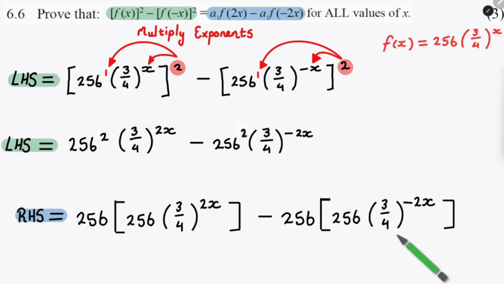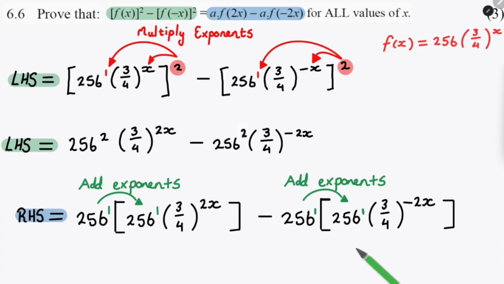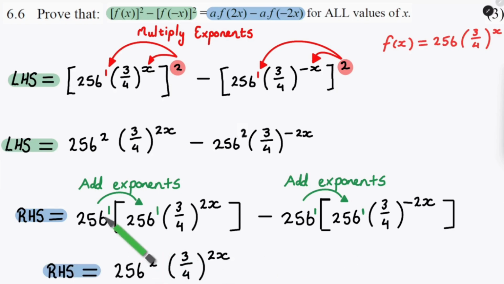And then to simplify this mess over here, we are going to distribute the 256's inside. And when we do that, we add their exponents. So if I add their exponents, I just say 1 plus 1 to give me this 2 over here, and then this does not change at all. I'm just multiplying these factors over here. Likewise over here, I'm just going to multiply these two. This does not change at all. And I simply add the exponents there, and I get 256 squared, and then that fraction to the power of minus 2x.